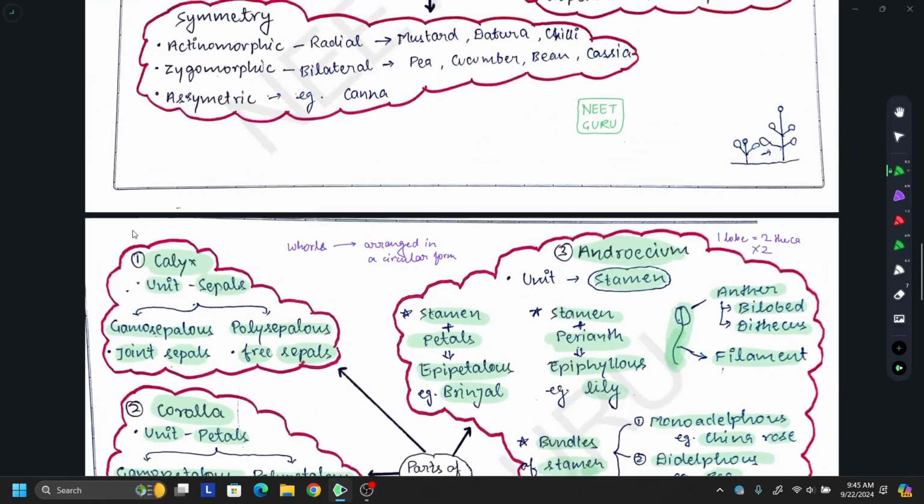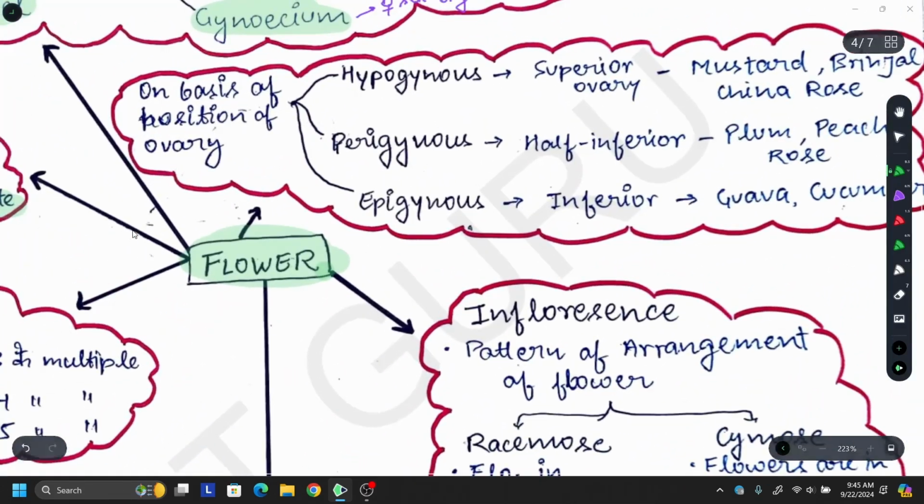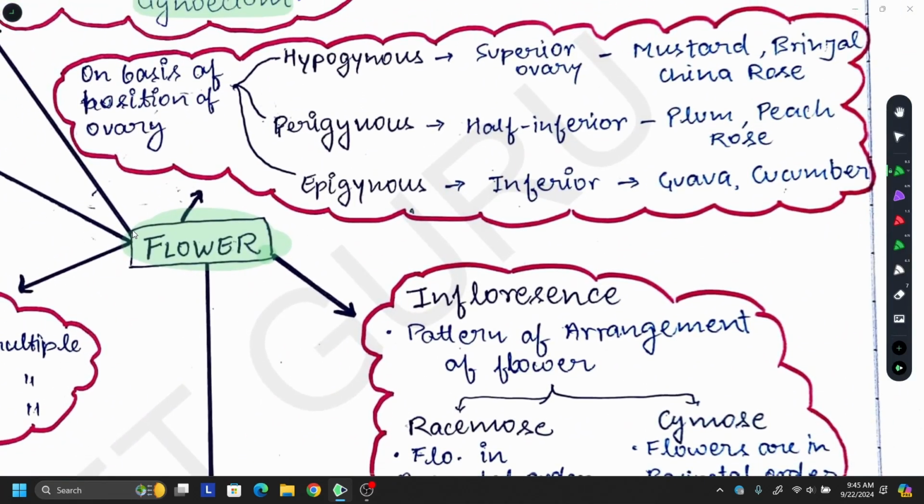Now coming to the previous page. Now this is why we need to understand the next page first before this page, because now you will be able to understand these things. Okay. On the basis of position of ovary, there are 3 types of flowers.